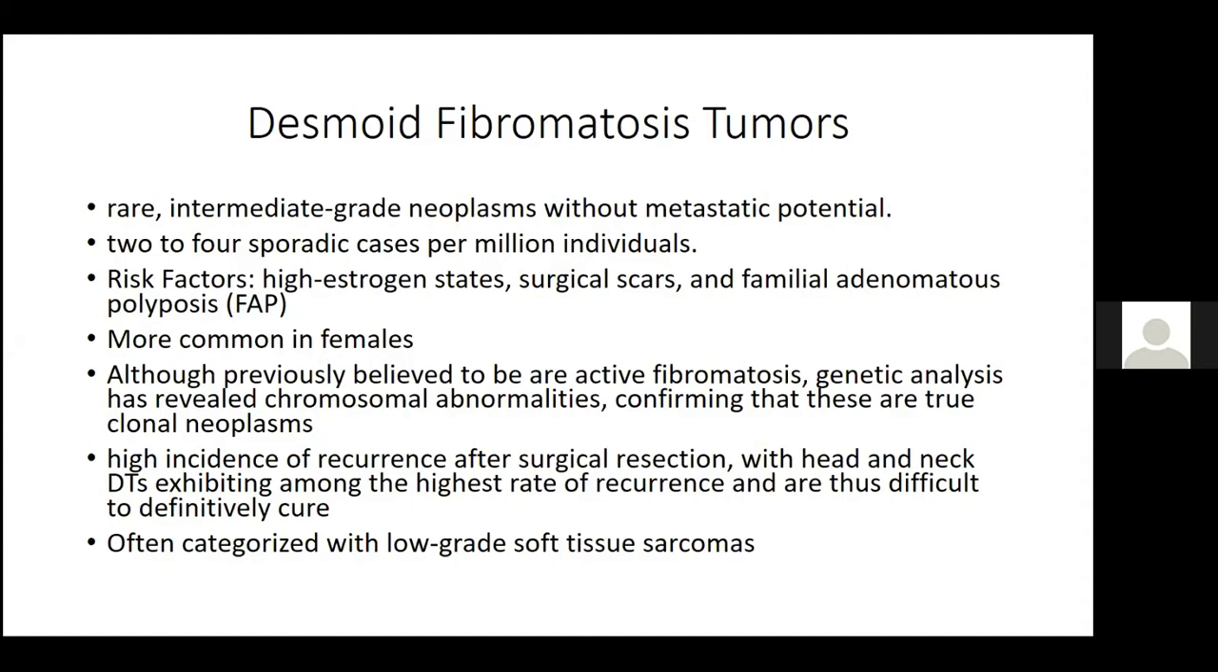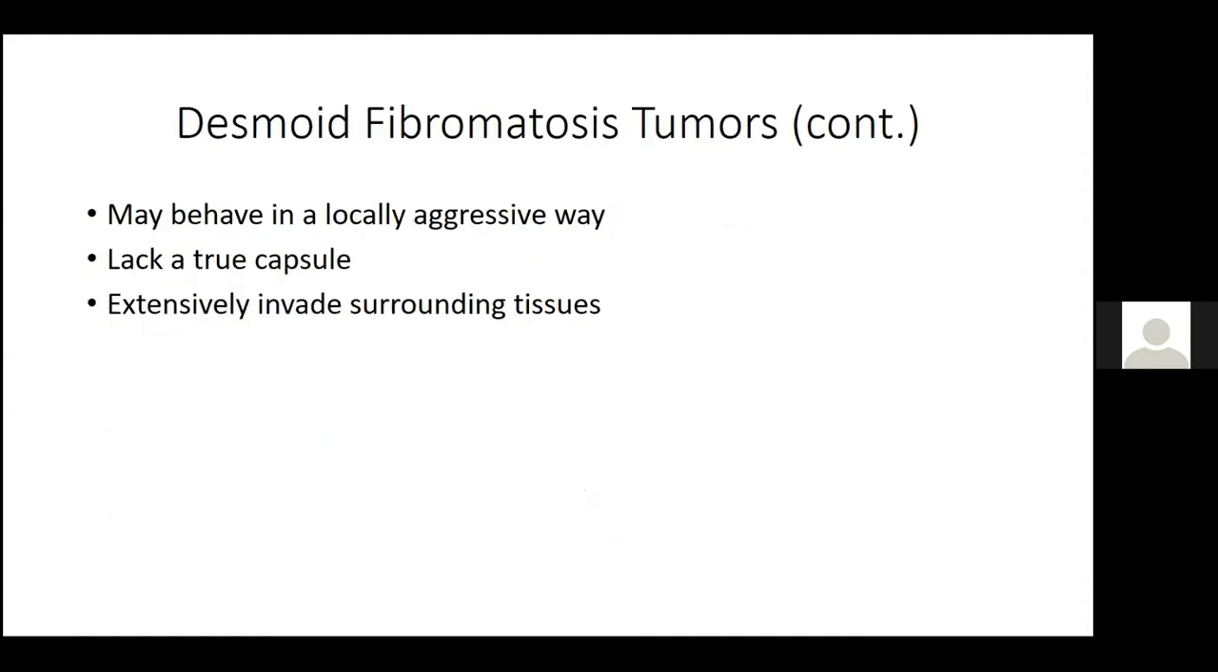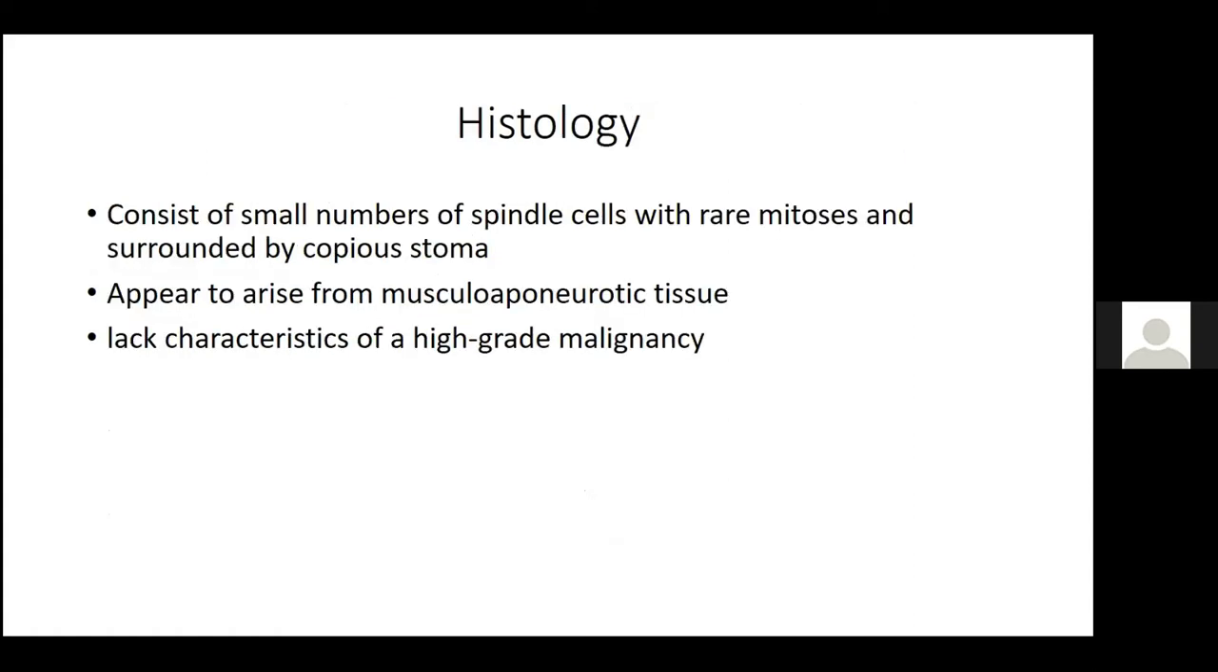And they have a very high recurrence rate after surgical resection. Especially desmoid tumors of the head and neck have probably the highest rate of recurrence. That's probably because there are so many important structures, and it's harder to get a gross total resection in that area. So they're hard to cure. And sometimes they're grouped with low-grade soft tissue sarcomas. They're benign, but can be extremely locally aggressive. They lack a true capsule, and they can extensively invade surrounding tissues. So these are one of the benign tumors that you don't want to have.